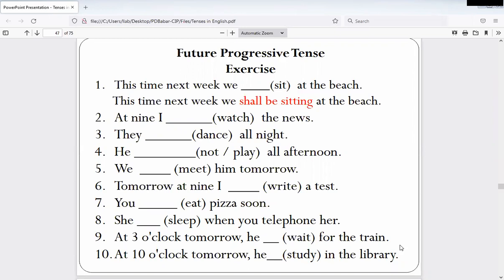So this is the exercise below the future progressive tense. Write this exercise down in your notebook. Please write this exercise with the blanks. With the filled blanks, write this exercise in your notebook within 5 minutes. I will give you 5 minutes. Please write it down with the filled blanks.